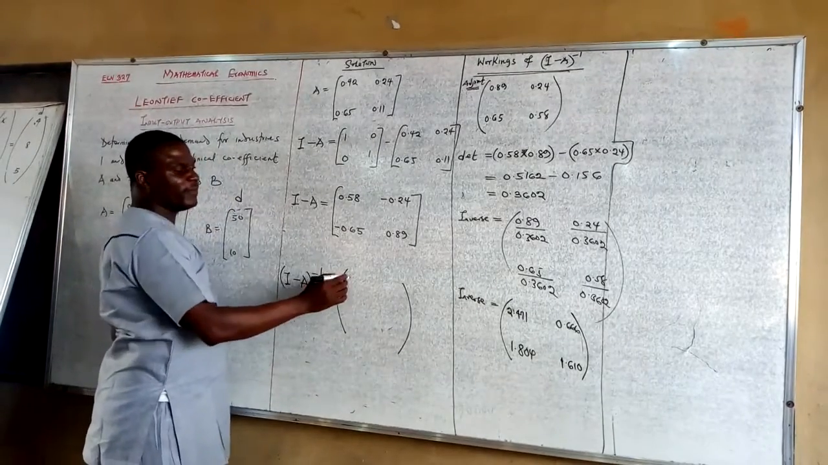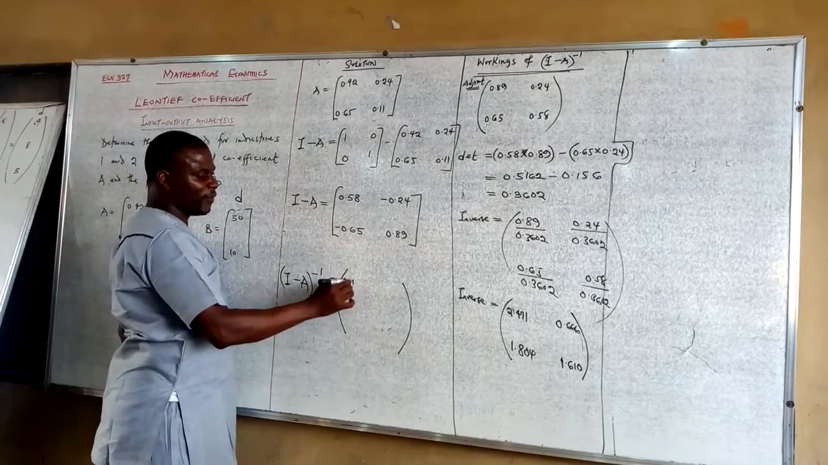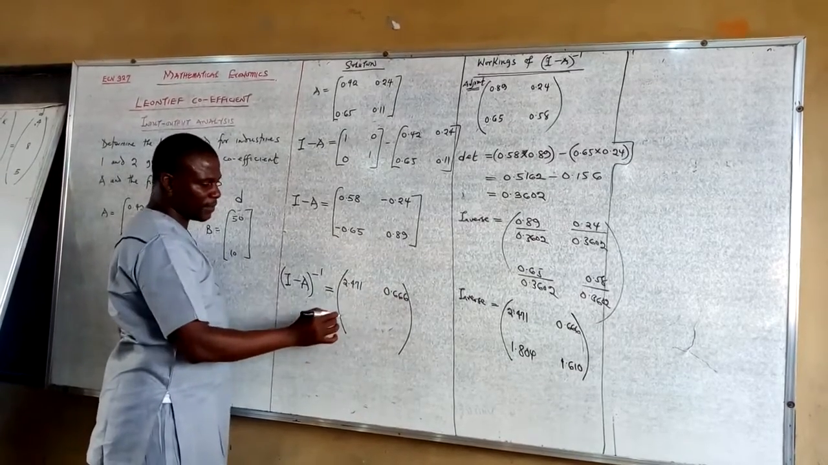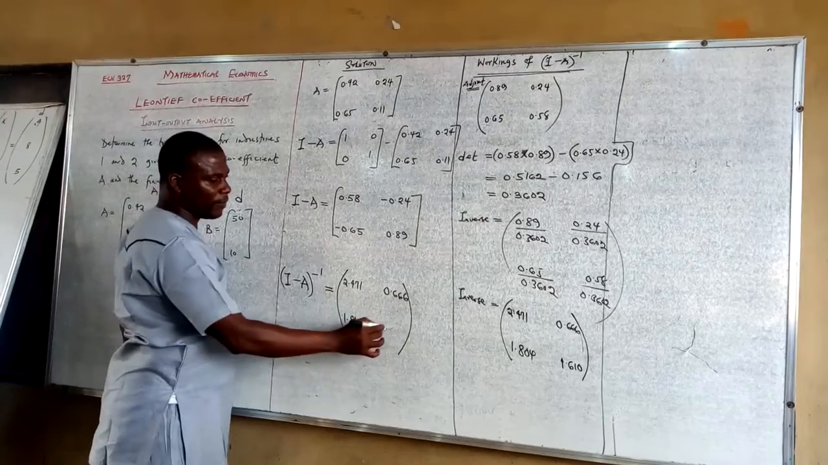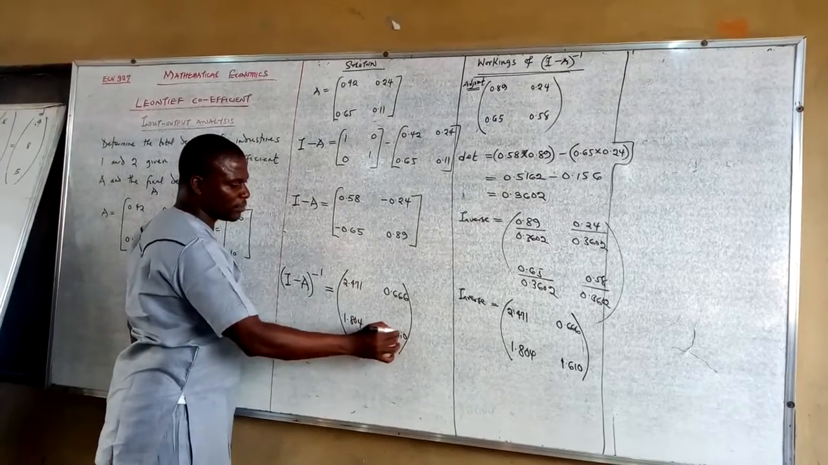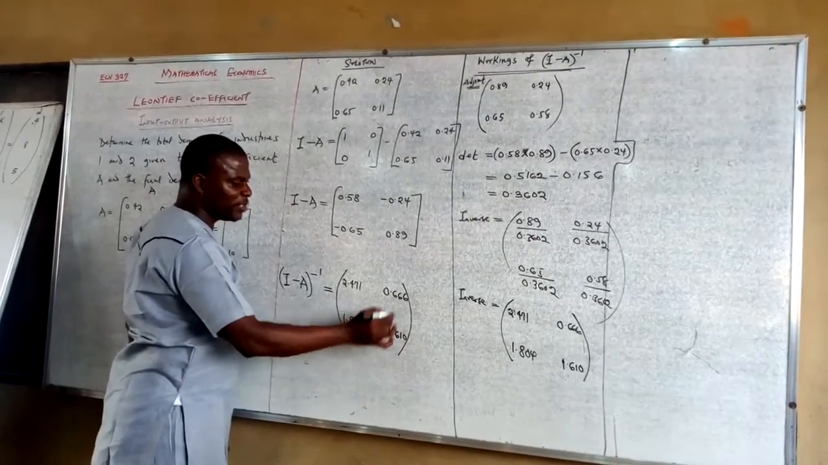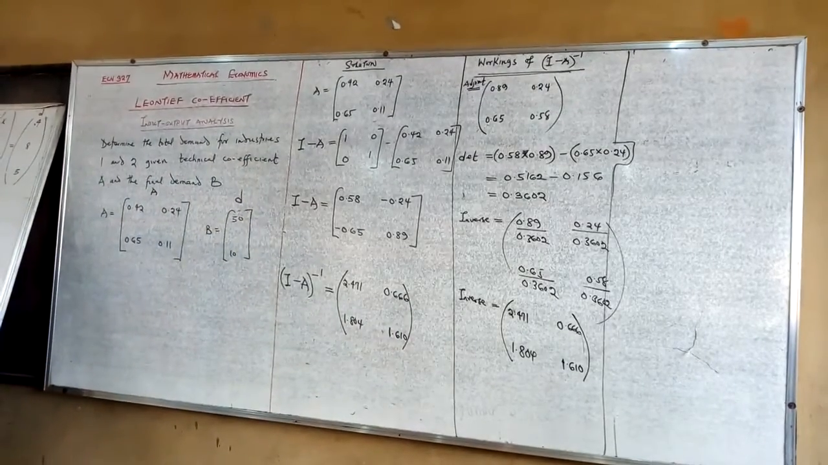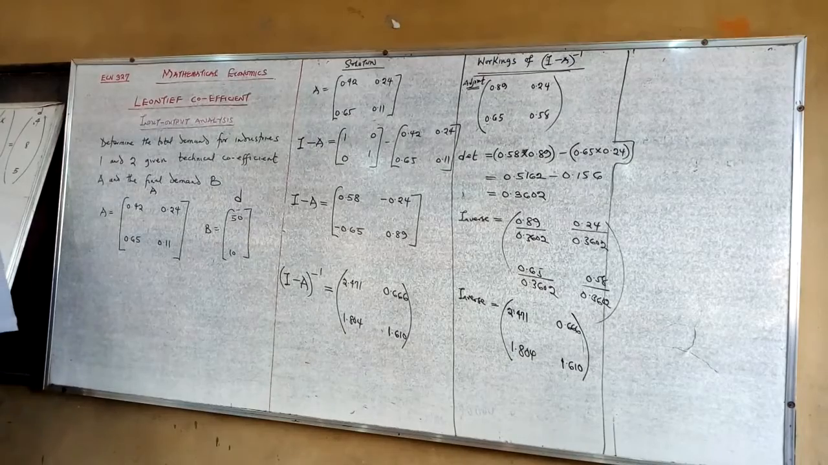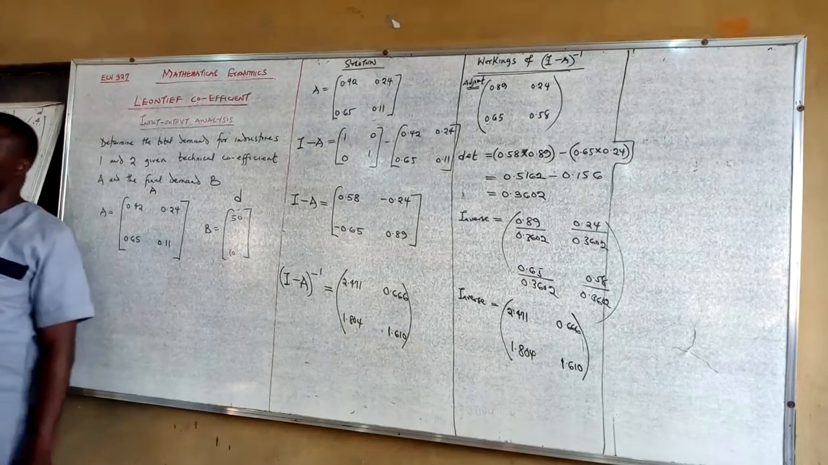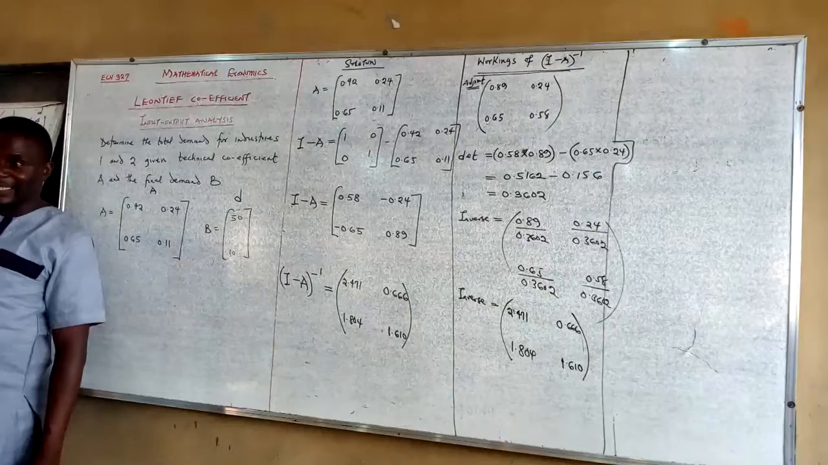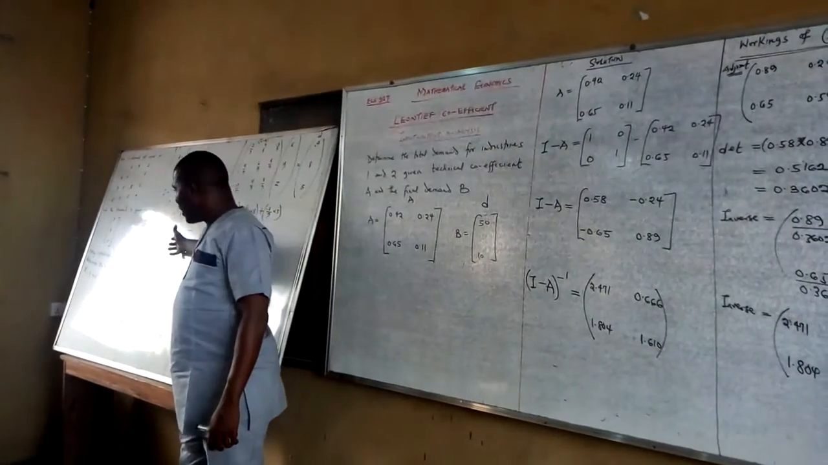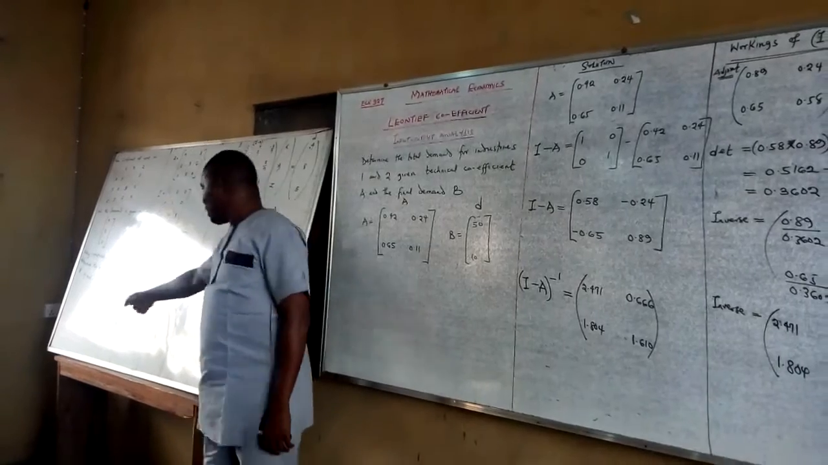So I can now say my I minus A inverse is 2.471, 0.666, 1.804, 1.610. Now let me shock you. What I mean by shocking is that the examiner is not extremely interested in how you got I minus A inverse. They just want to see this answer.